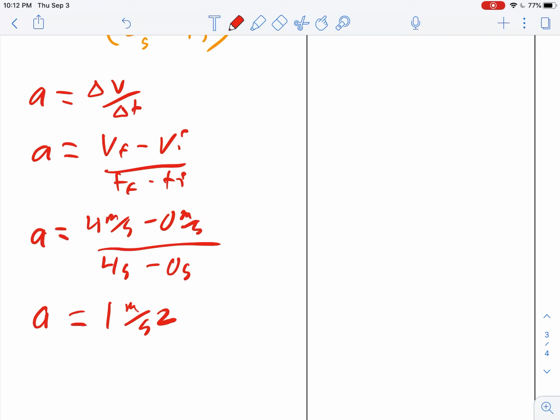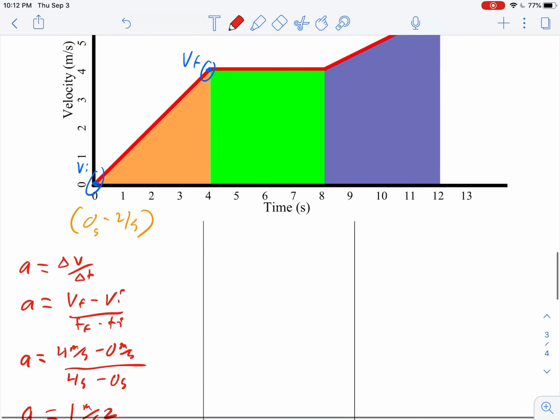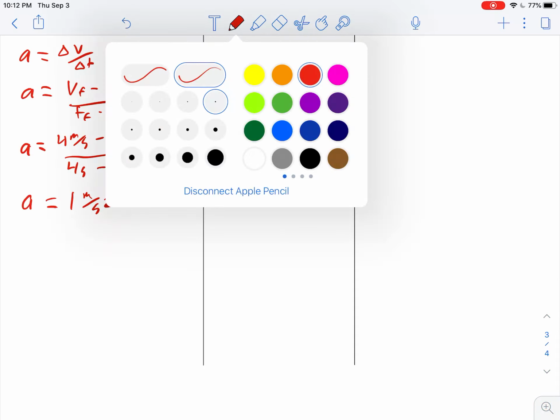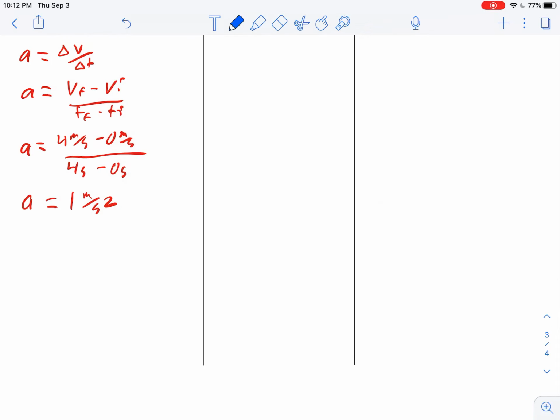Okay, so this graph has an acceleration of 1 meter per second squared, so the motion is starting from rest, and it's moving away at an increasing velocity with a constant acceleration. So you're speeding up at the same rate for the entire 4-second interval. Okay, and then I'm going to compute how far.